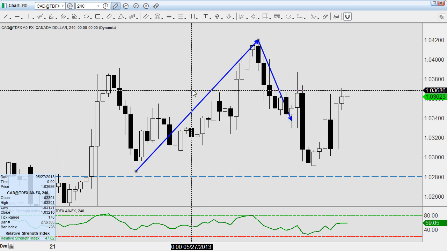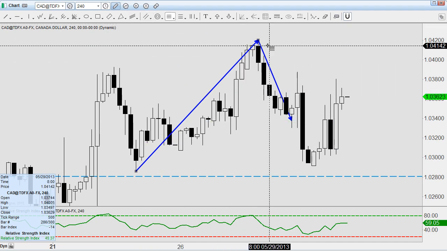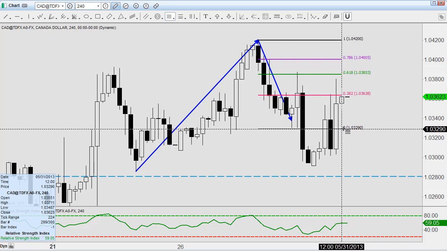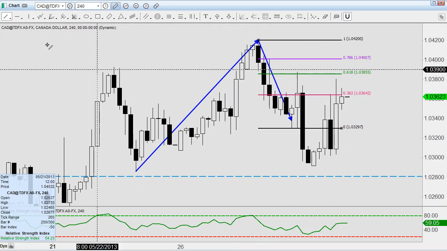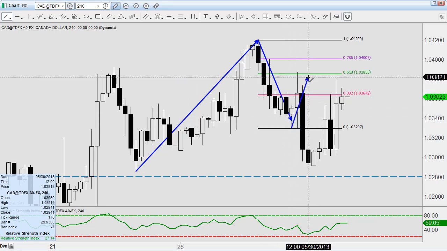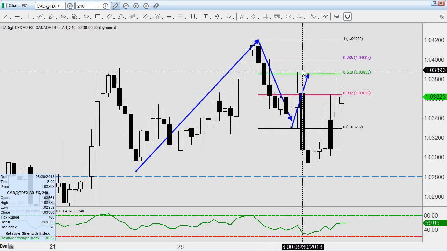Then we get another pullback. We're going to measure out the next leg of the move, swing high to swing low. And we're going to see we get another pullback right up into that 618 retracement. Beautiful. Right back up in there. Then the market rolls over.